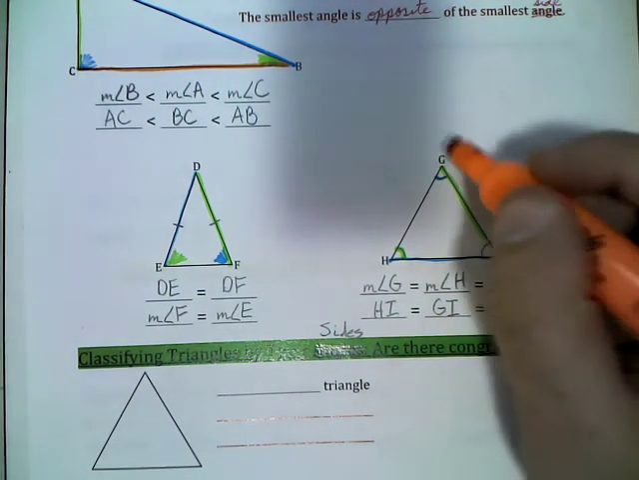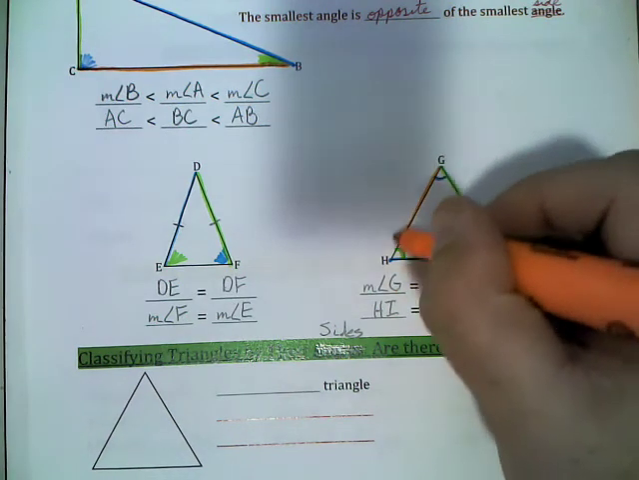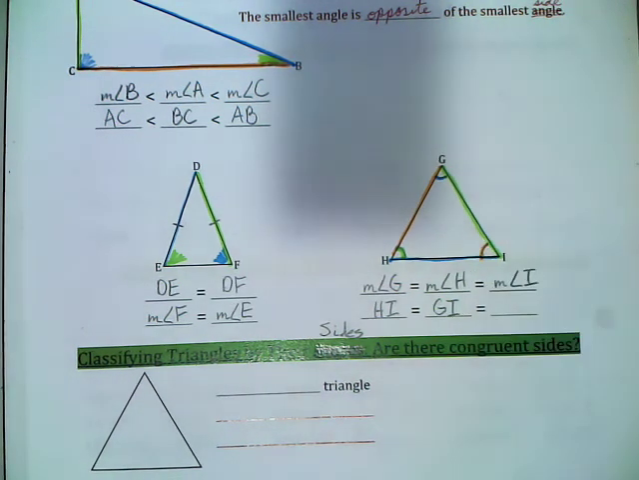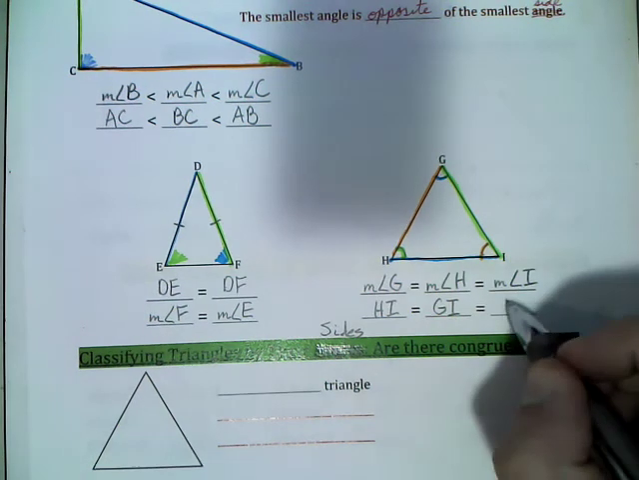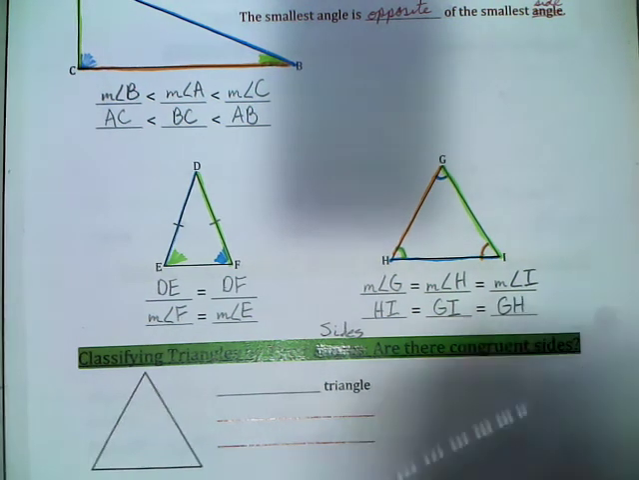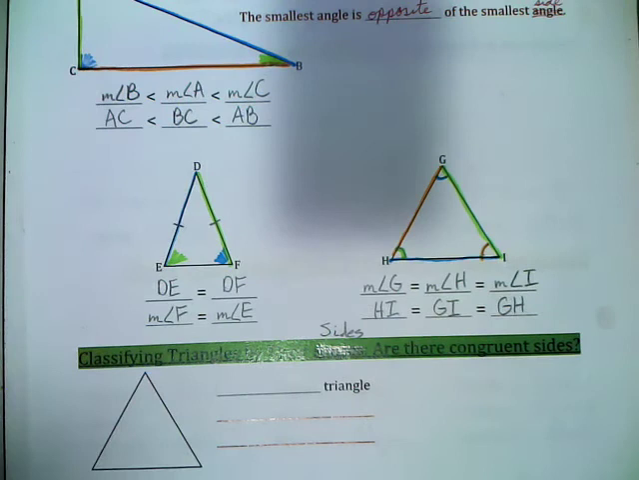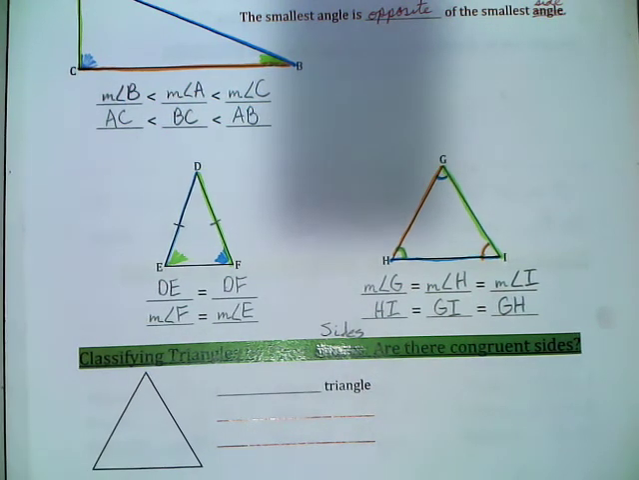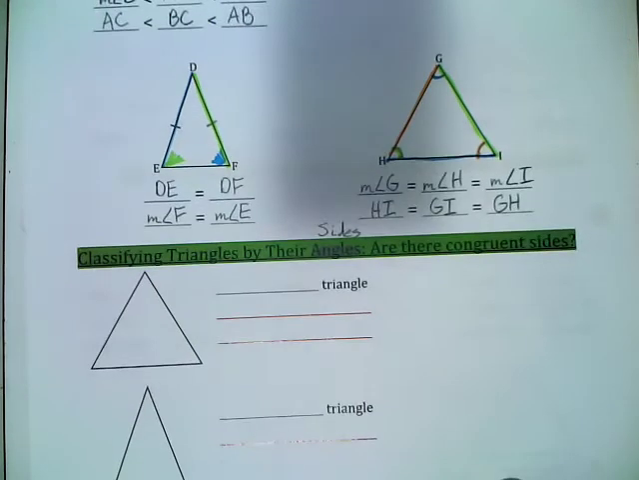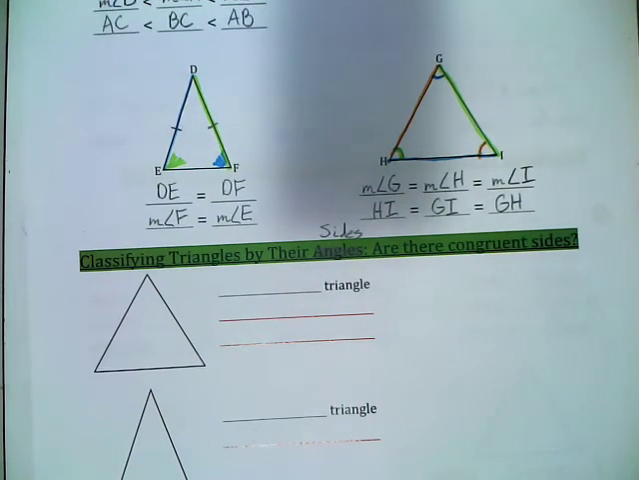And then across from I must be GH. So what we see here is that if the three angles all have the same measure, then all the sides will have the same length. So those always come as a matched pair. And so with that being said, that's going to lead us now into our second category of classification, and that's classifying triangles by their sides.